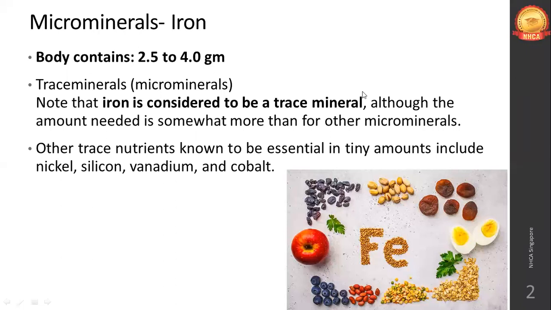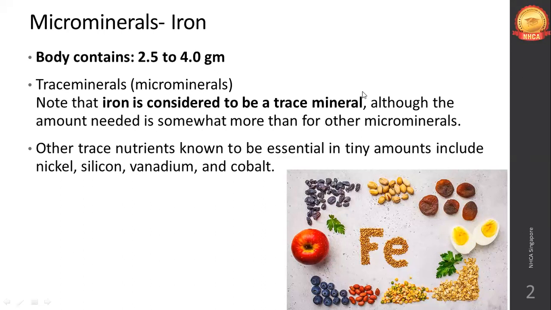Trace minerals or micro minerals means we require them in very small amounts. Note that iron is considered a trace mineral, although the amount needed is somewhat more than other micro minerals, but still the way iron is absorbed in the body, it is very little. Other trace nutrients known to be essential in tiny amounts include nickel, silicon, vanadium, cobalt, and selenium. Compared to all these trace minerals, the requirement of iron is slightly higher.